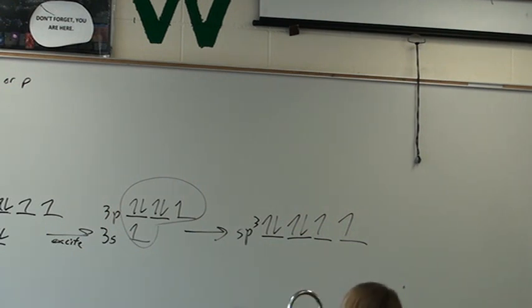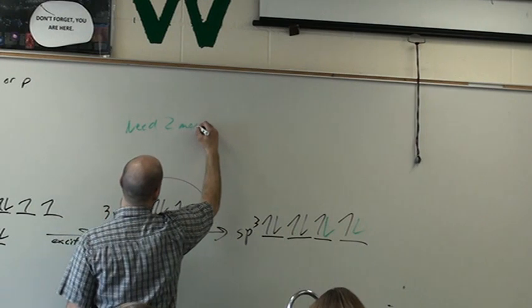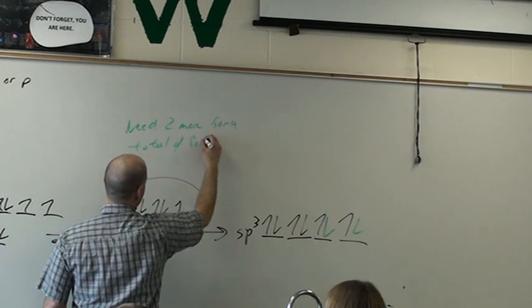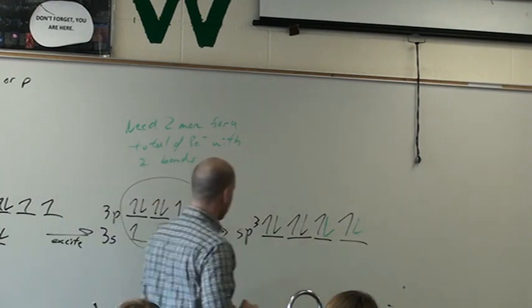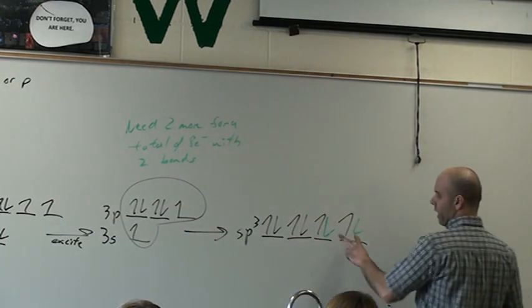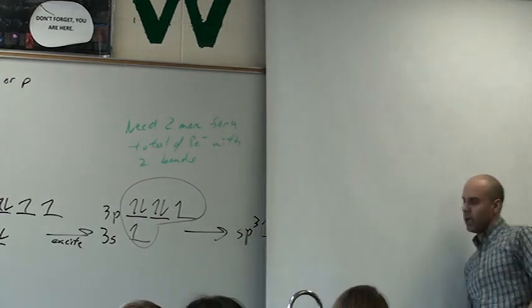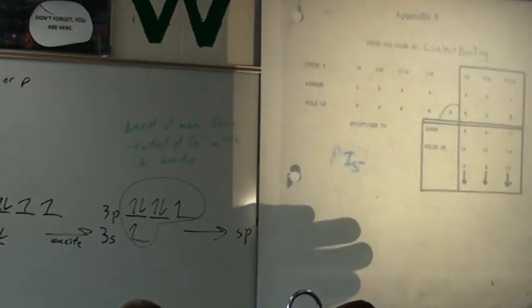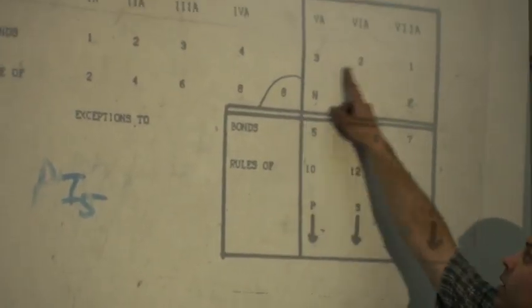So how many more do I need, Carly? I need 2 more. 1, 2. Need 2 more for a total of 8 electrons with 2 bonds. So 2, 4, 6, 8, a total of 8, and I get them from only 2 bonds. And does that match with Appendix F? Oh, you bet it does. There's good old sulfur, right? Follows the rule of 8 plus 2 bonds.